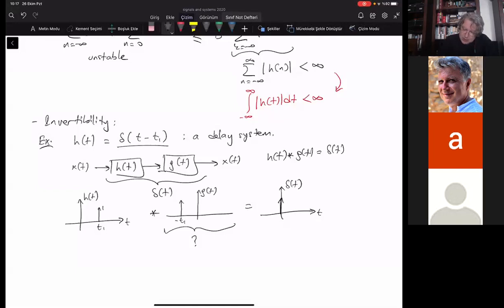And we can call it g of t. Because when you convolve with g of t, whatever input signal you may apply, that input signal is shifted to the left by an amount of t1. And the input signal was an impulse at t1. When you shift it to the left by t1, it becomes an impulse at 0. So this g of t is the inverse system. And by the way, you can write it as g of t is equal to delta of t plus t1. So we were able to find the inverse system, and then therefore we say that it's invertible.